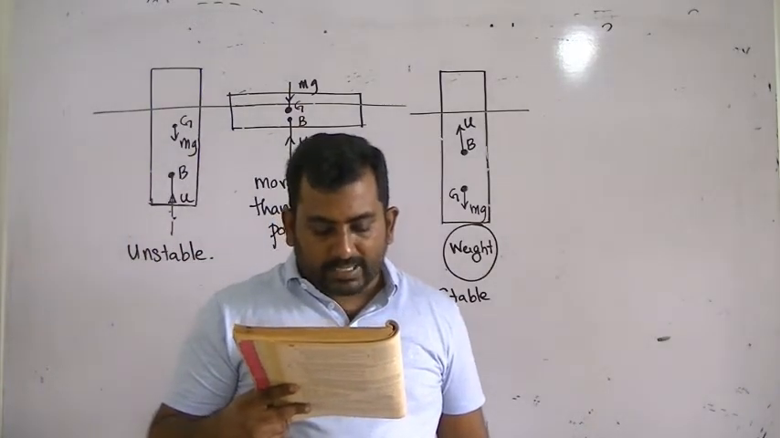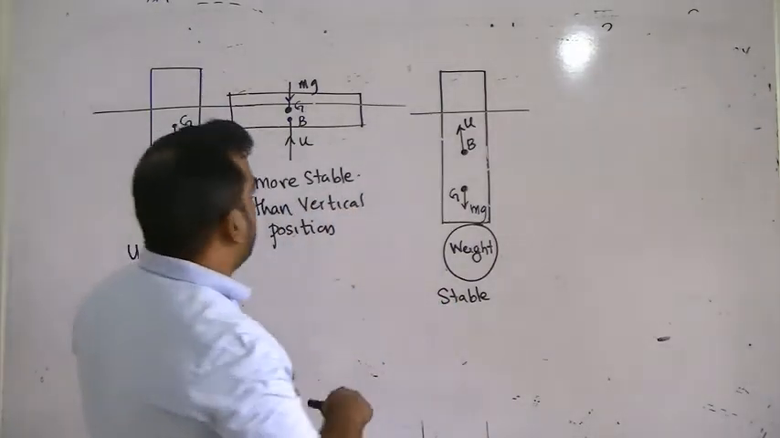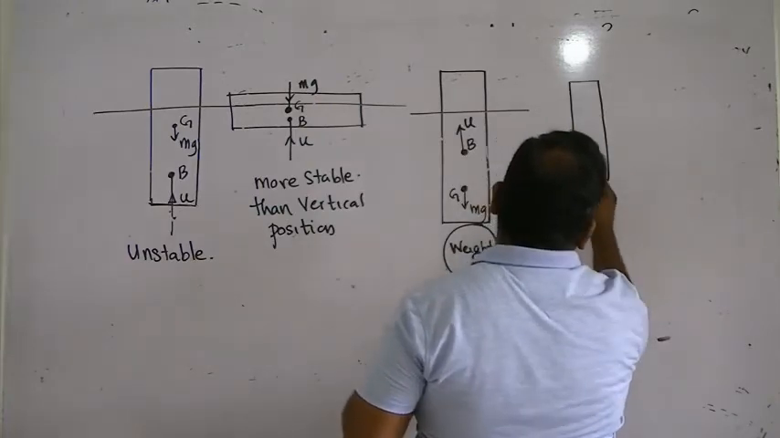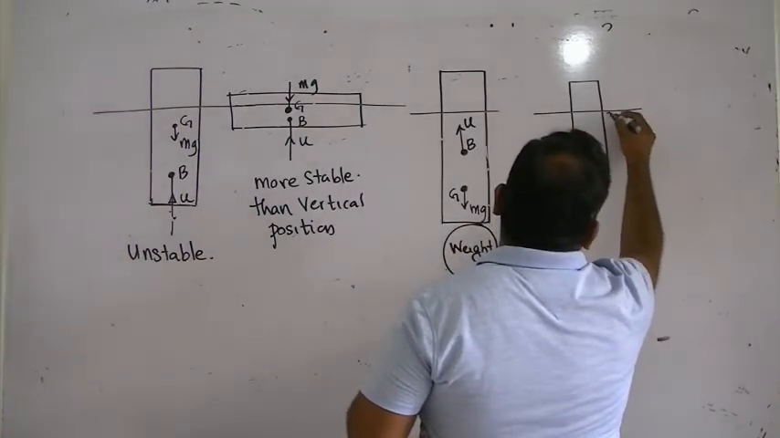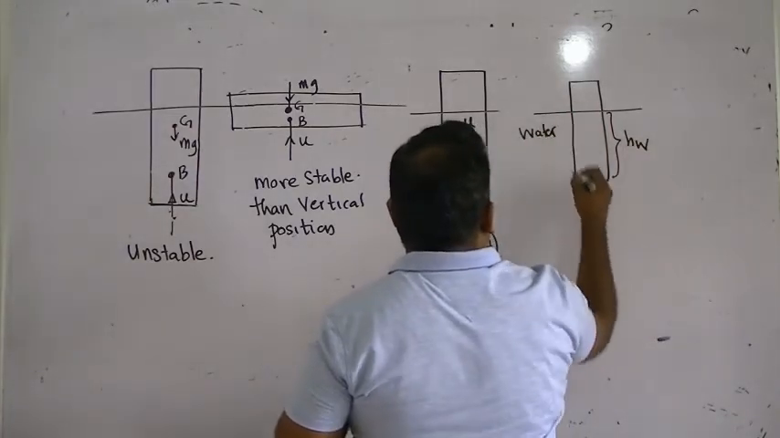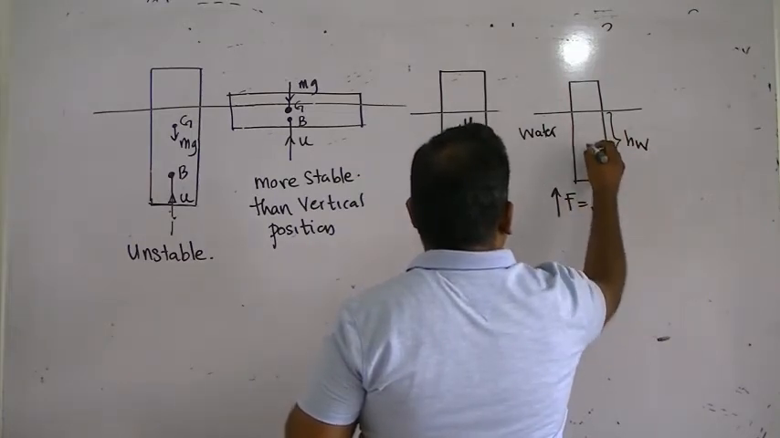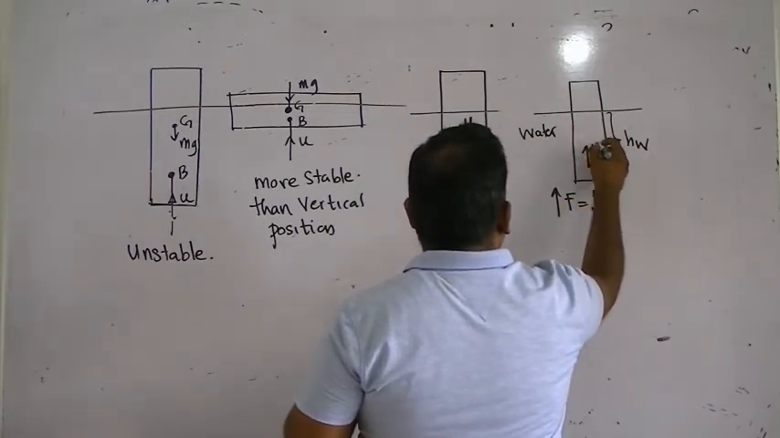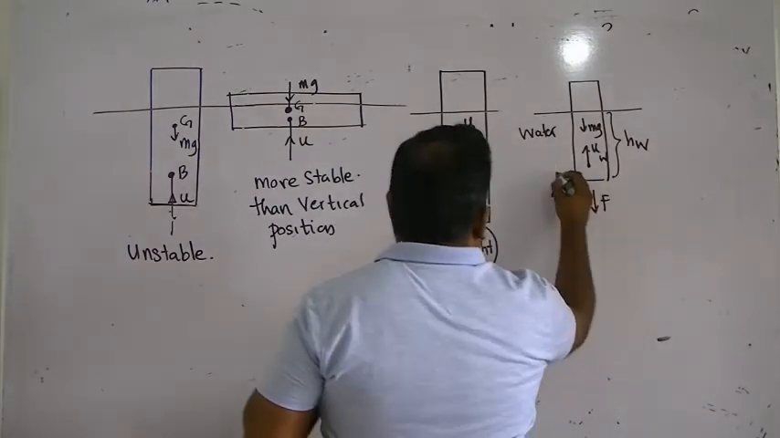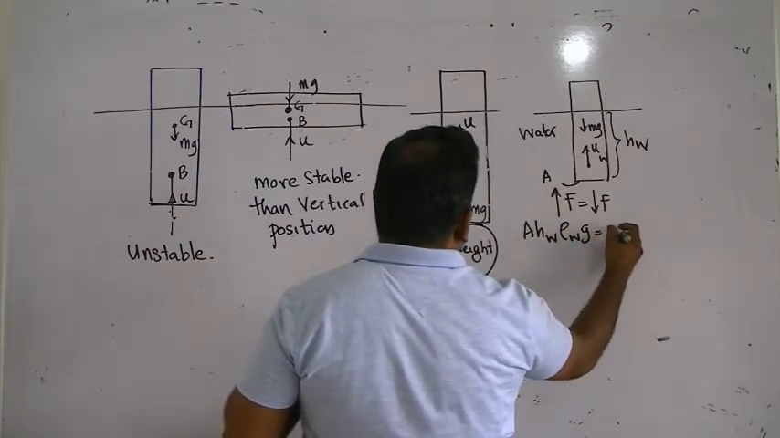Describe how such a cylinder can be used to determine the relative density of a liquid. Now, first we take a cylinder and float it in water. When we float it in water, upward forces balance downward forces. So we have the upthrust in water balancing the weight. With cross-sectional area A, A H_W rho_W g is equal to mg.